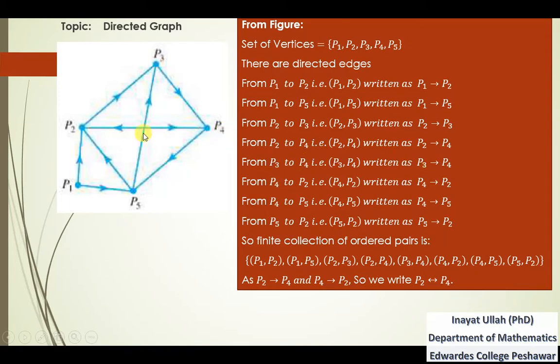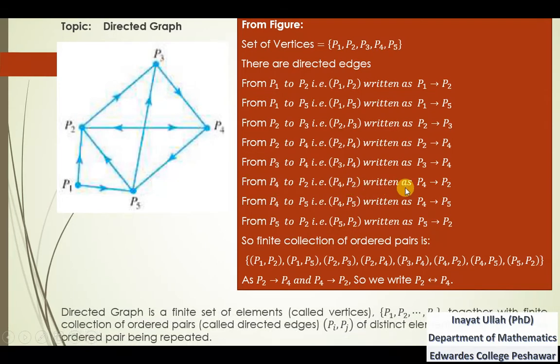Similarly, from p4 to p2 can be written in this fashion, and in arrow form in this fashion. And from p4 to p5 can be written in this fashion, and from p5 to p2 can be written in this fashion. So the finite collection of ordered pairs is, these are all ordered pairs, 1, 2, 3, 4, 5, 6, 7, 8. So this is the finite collection of ordered pairs from here.